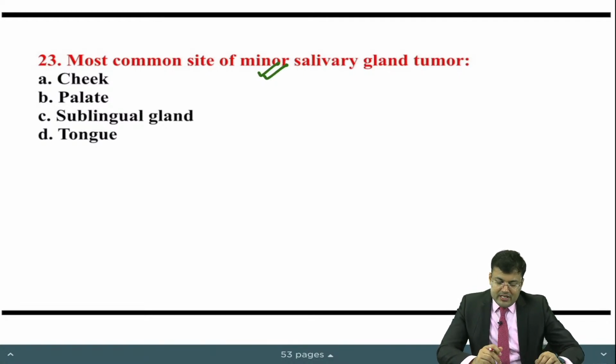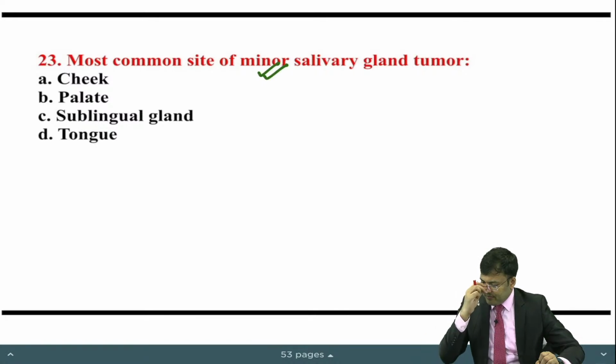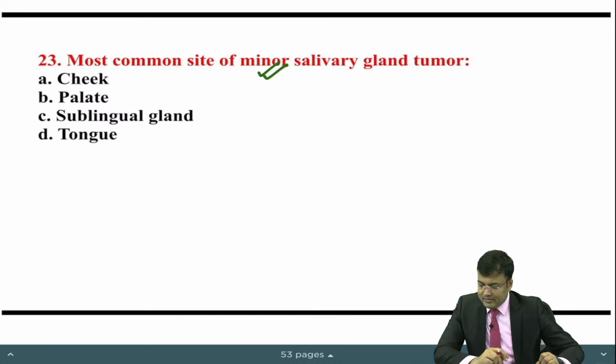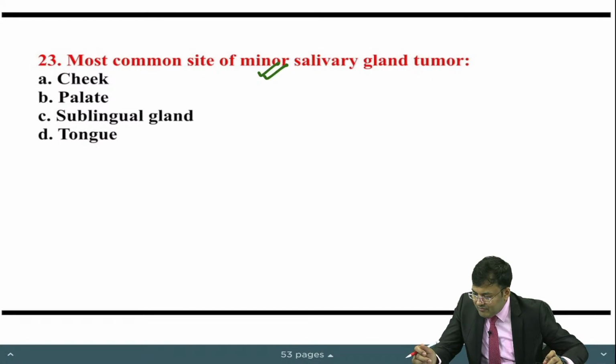Now I am asking question number 23. Tell me what is the correct answer. Majority of students are marking option A, Krish, Pavan, Shubham, A. But A is not correct. Cheek is not the most common site of minor salivary gland.